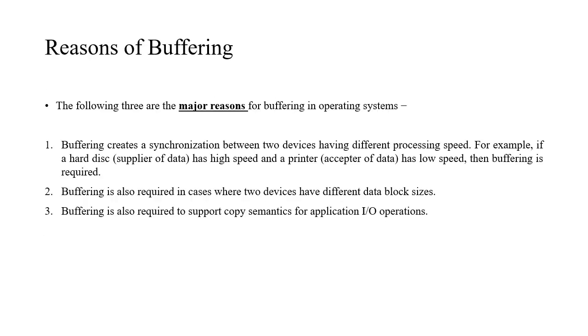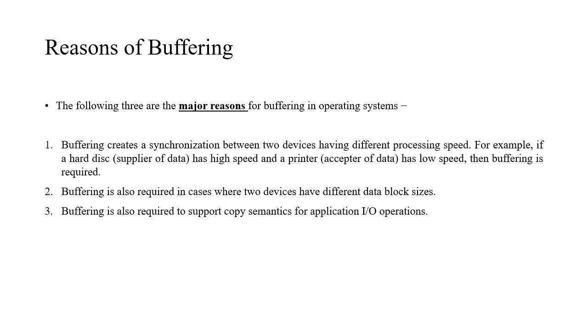So now let's see the reasons for buffering. There are three major reasons for buffering. One is that buffering creates synchronization between two devices having different processing speeds. For example, if a hard disk has high speed and a printer has low speed, then buffering is required.